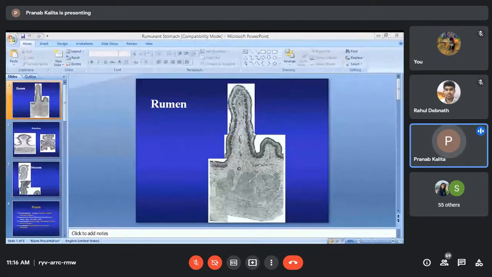So in continuation to my last class, I was discussing the histology of the stomach, and mostly I discussed the histology of the true stomach. So today I will discuss the complex stomach, the ruminant stomach histology.